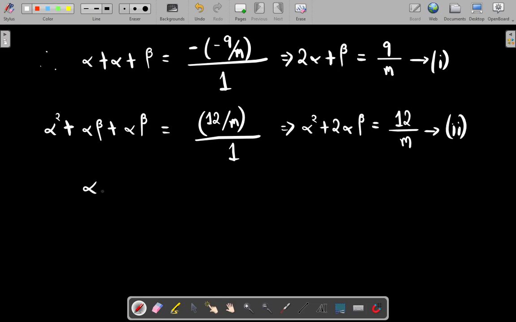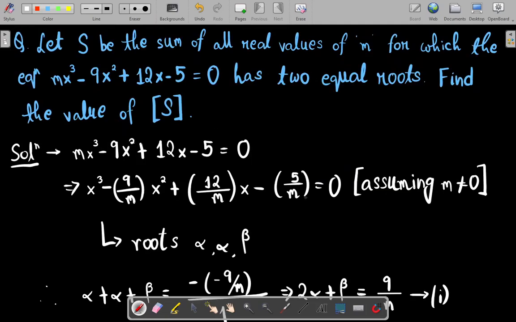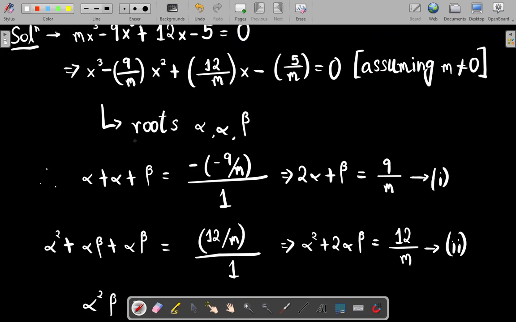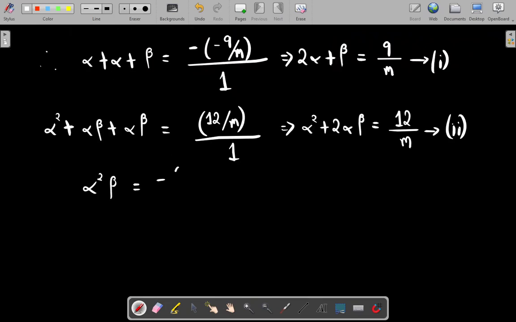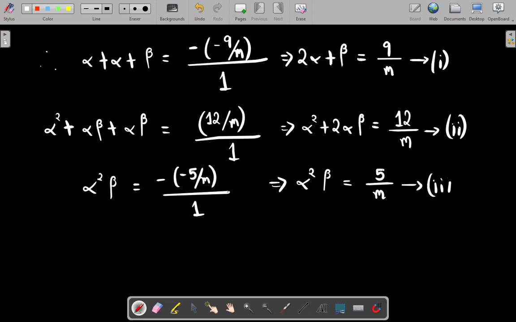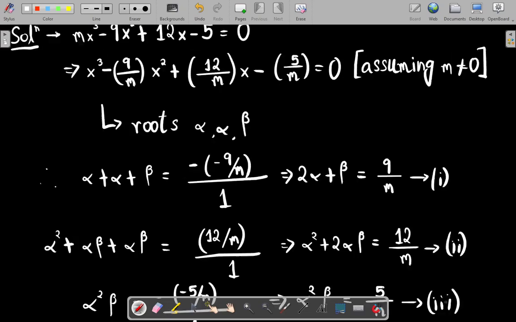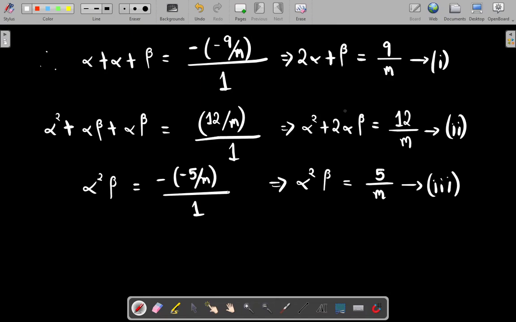And lastly, the product of all roots, which is alpha square beta, will be equal to the negative of the constant term upon the coefficient of x cube. So this becomes negative of minus 5 upon m upon 1, which implies alpha square beta is equal to 5 upon m. So these are the three equations we've got so far, and the roots are alpha and beta. Let us try to find the value of alpha and beta in terms of m first.